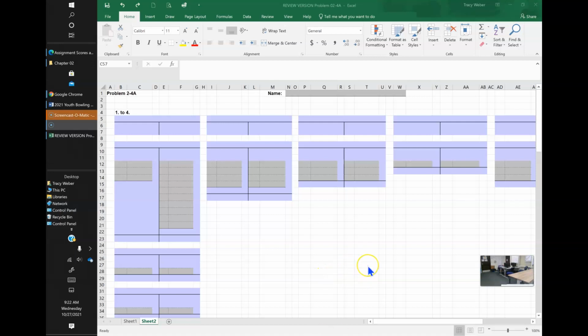Okay, so we're going to do problem 2.4a. It's the review problem for chapter 2 before we do the test. This problem is very similar to the problem that you will see on the test. So I'm going to start on page 87. I'm just going to read all of the instructions first.